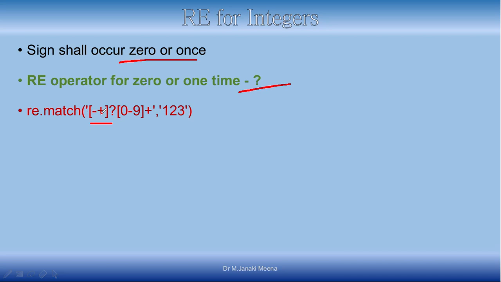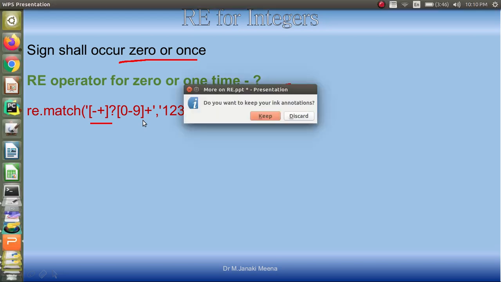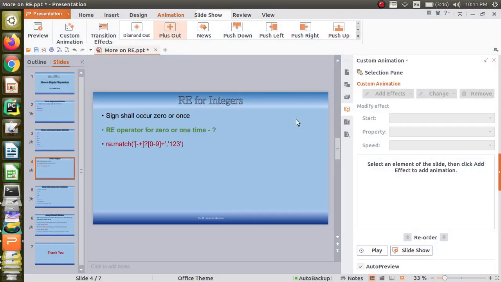So you can see minus plus, I have put within the square bracket, then question mark. When you put it within the square bracket, it will understand that either one can come, and the question mark gives the meaning that it can occur 0 or once, followed by 0 to 9 plus, which means at least once it should come, isn't it? It should not be a mere sign alone. This is the regular expression for that.